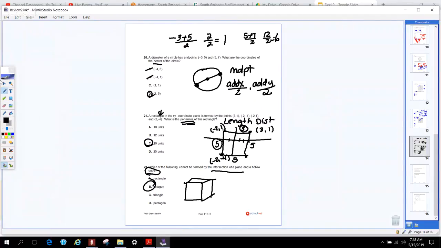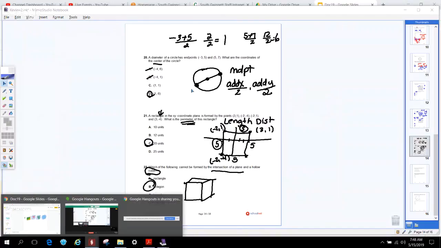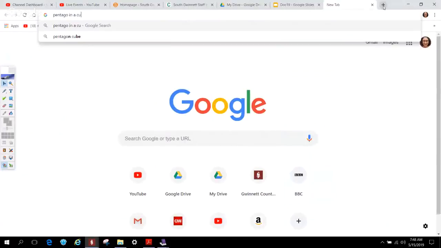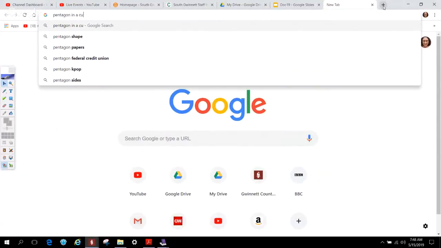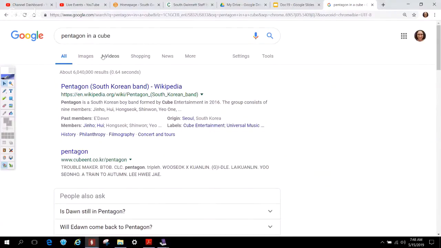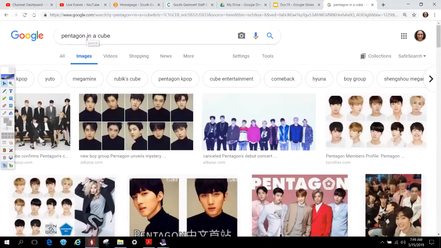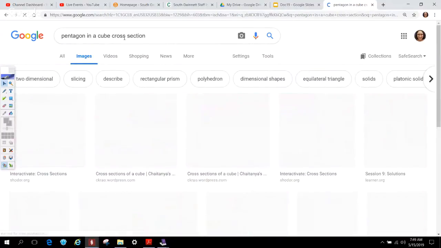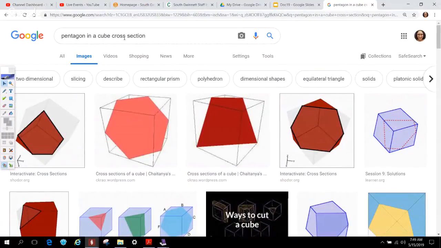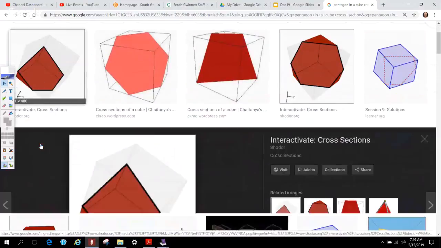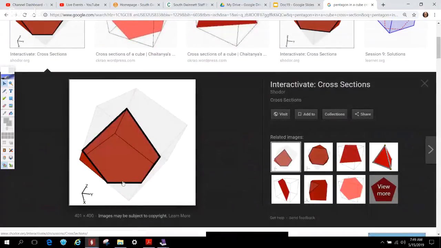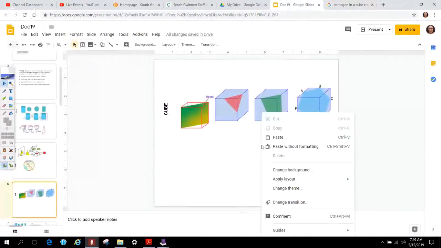I don't know how a pentagon can be. I can't picture that one. That one we're going to Google right now. What? Apparently it's a boy band. All right, there's the pentagon. Who knew? 1, 2, 3, 4, 5. All right, now we know. Let's put it in here so I know for next year.